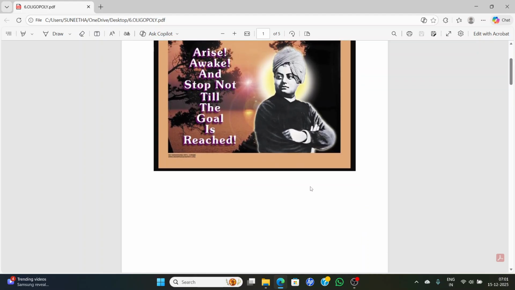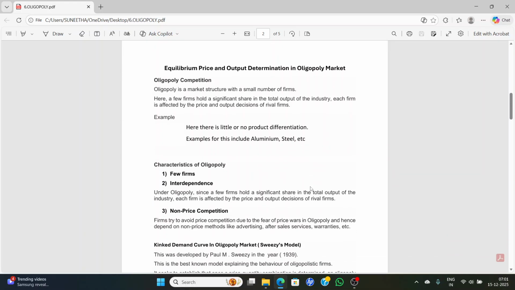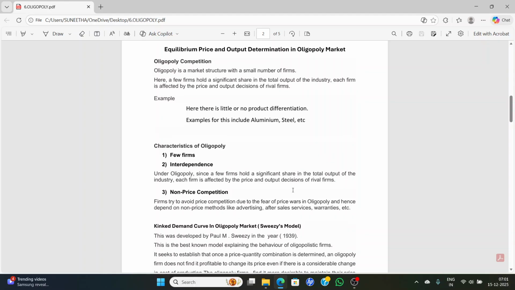Now let us move on to the next economics video lecture on oligopoly. Oligopoly is a market structure with a small number of firms. So you have few firms here. When few firms are there in the market, each firm influences the other firms as well. So here there is little or no product differentiation, and examples for oligopoly include aluminum and steel.